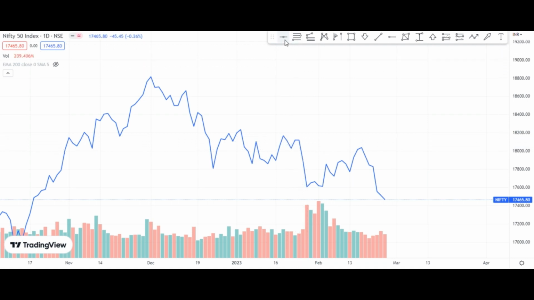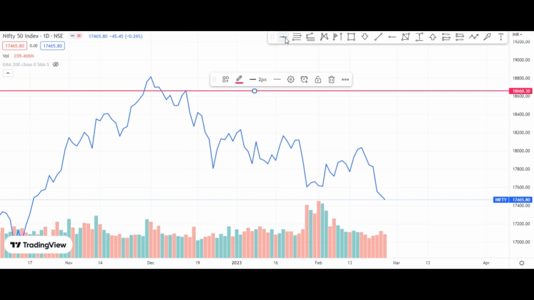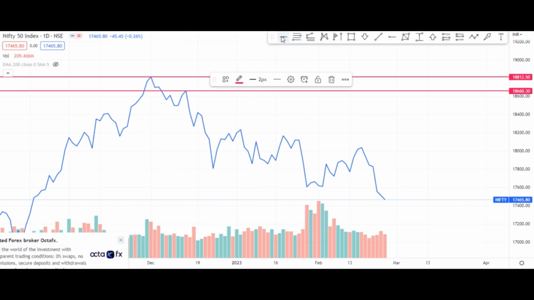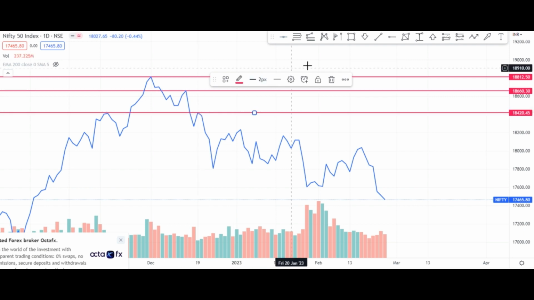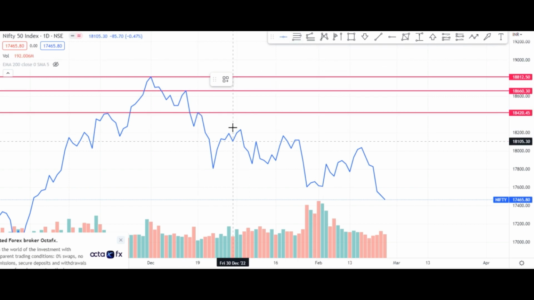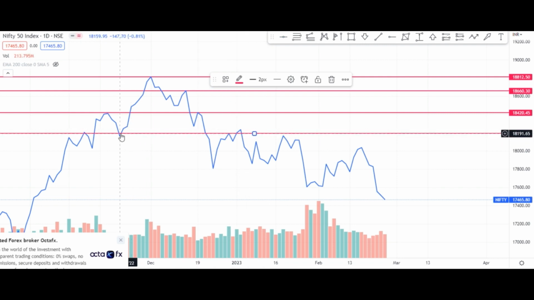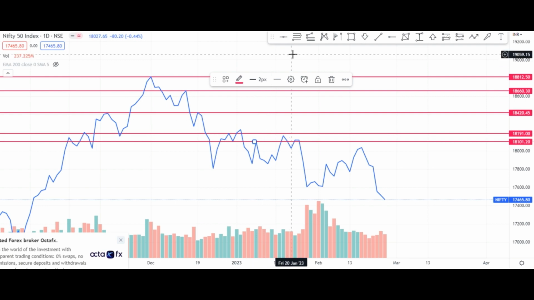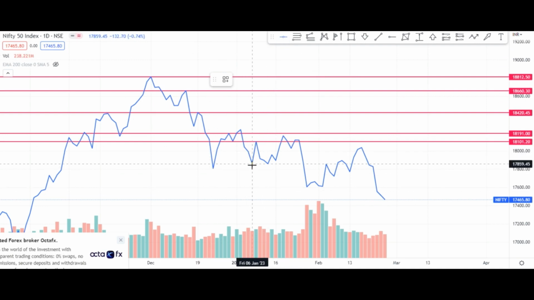So you have to mark all the turning points wherever the index has turned, and that will be your support and resistance. So let's go ahead and mark them. You can try to adjust the prices where it has reacted the most to get better support and resistance lines.